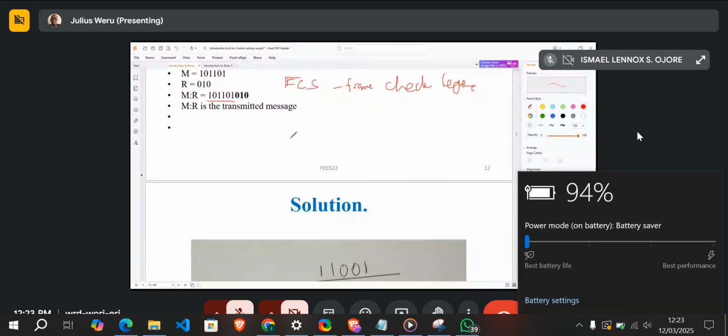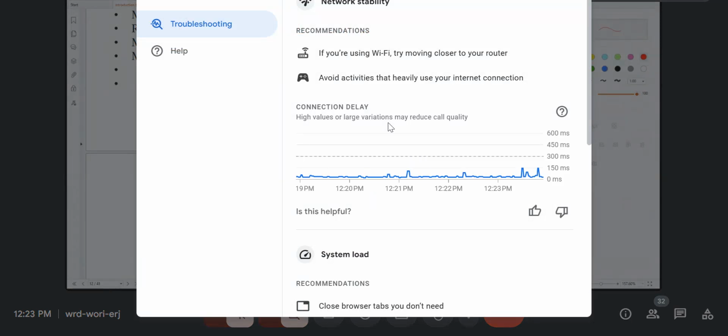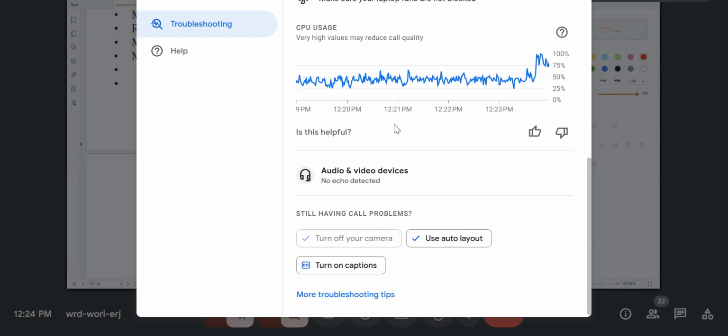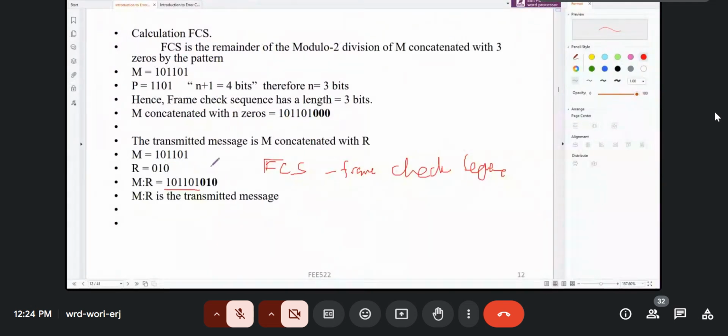So that's what is transmitted. You have the CRC generator at the transmitter, and we have a CRC checker at the receiver. What the CRC checker does is the same arithmetic, because this pattern will have been shared between the receiver and the transmitter. It will have been shared, maybe as overhead, but it will have been shared.